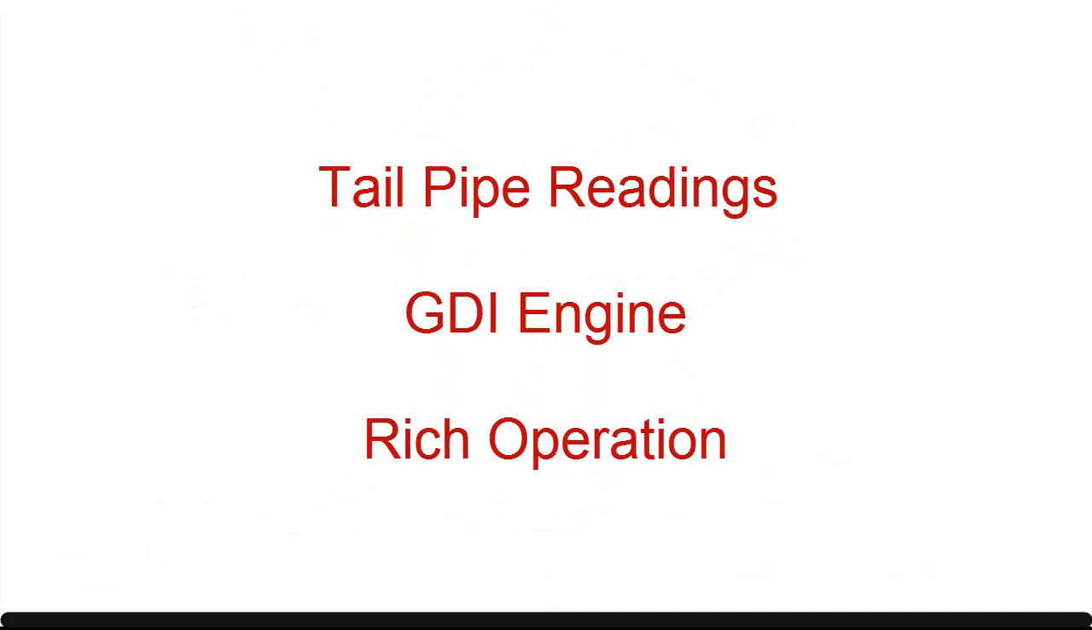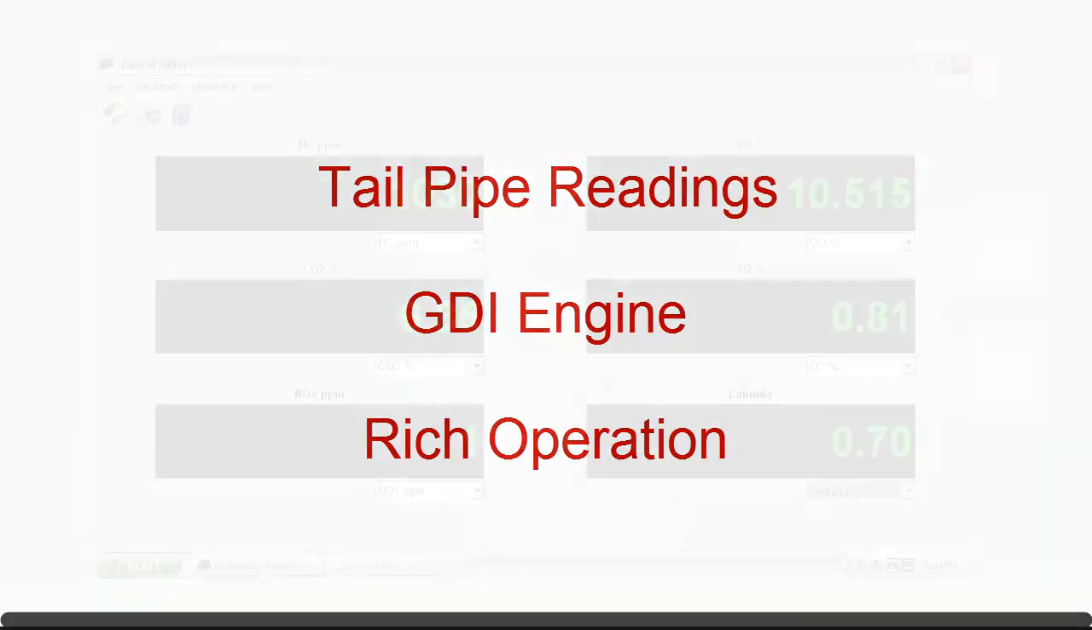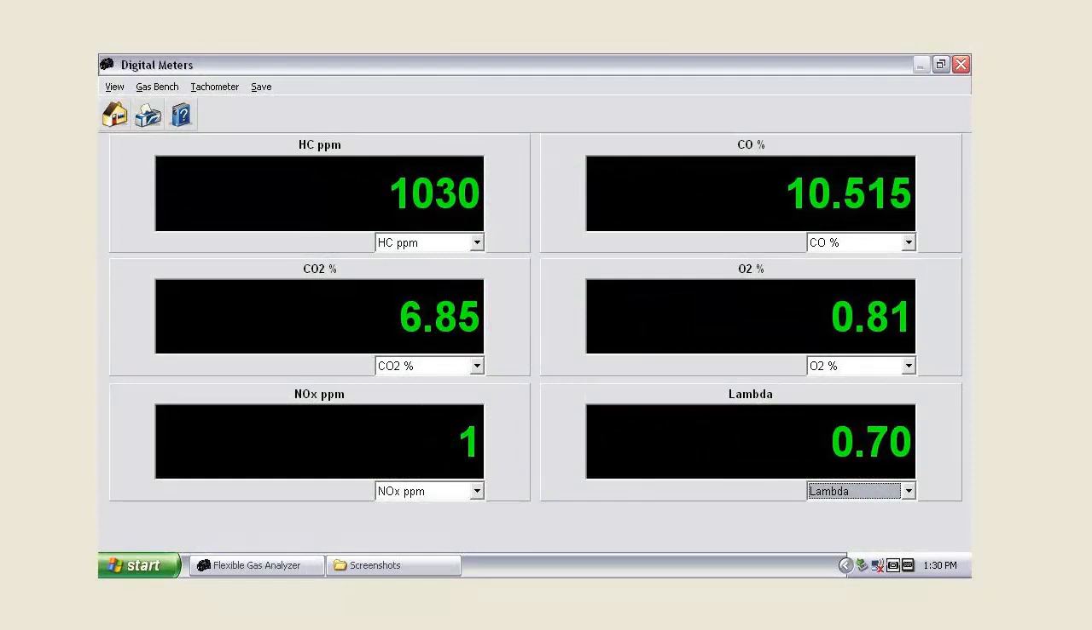The engine is now running rich of stoichiometric. Hydrocarbons 1,030 parts per million. Carbon monoxide 10.5%. NOx 1 part per million. Carbon dioxide 6.85%. Oxygen 0.81%. Lambda at 0.70 indicates richness.